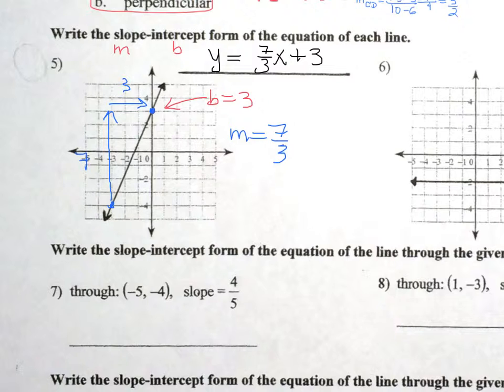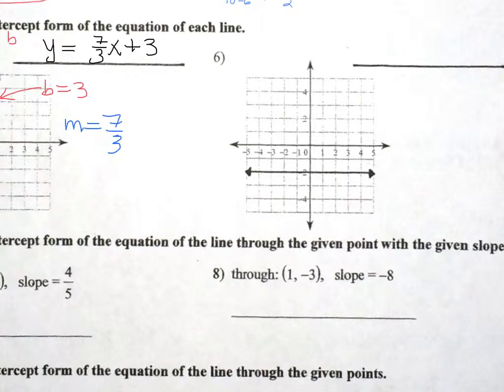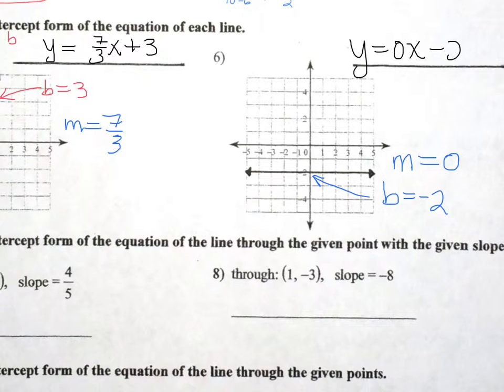Okay, number 6. In problem number 6, same thing. Well, first of all, what is the slope of a line that is horizontal? It's 0. So the slope is 0. And what is the y-intercept? That would be negative 2. So when you write the equation, that would be y equals 0x minus 2. And some of you put y equals negative 2 because that's a simplified form, and that would be right. That would be correct also.